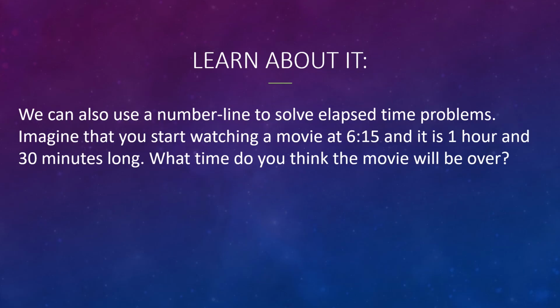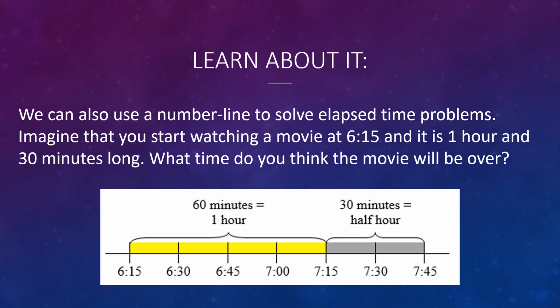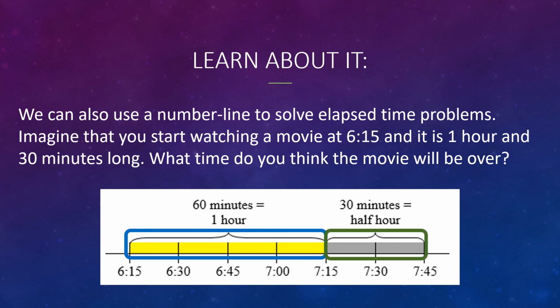We can also use a number line to solve elapsed time problems. Imagine that you start watching a movie at 6:15, and the movie is 1 hour and 30 minutes long. What time do you think the movie will be over? Using a number line, we can count up 1 hour to 7:15, and then we can count up 30 more minutes to end at 7:45.